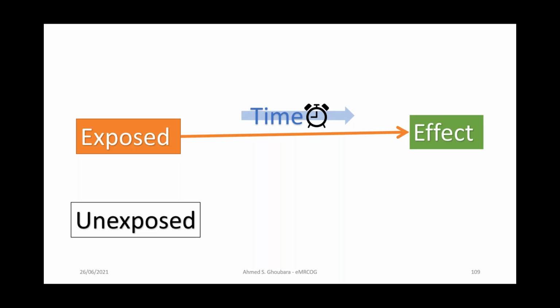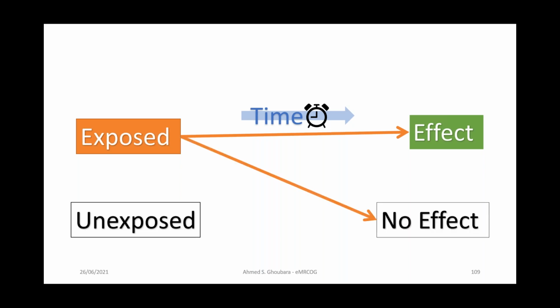First one. Now I need you to tell me. We start with this. I grouped some exposed women, like obese women, and non-obese women. I will follow them over time until they develop the effect. Some exposed women will get the effect, some exposed will have no effect, some unexposed will have the effect, some unexposed will have no effect. Is it clear for you guys? What kind of study is this?